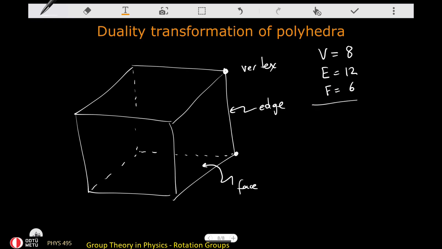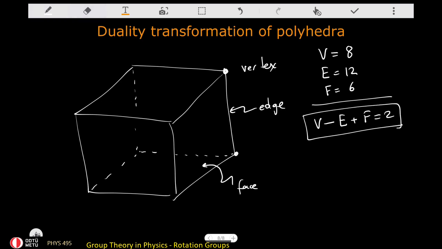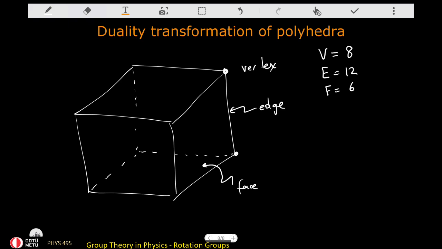6. There's a famous relationship of Euler that says that the number of vertices minus the number of edges plus the number of faces is equal to 2. So that's in general true for all kinds of polyhedra, but we have nothing to do with this, so I'm not going to deal with this.